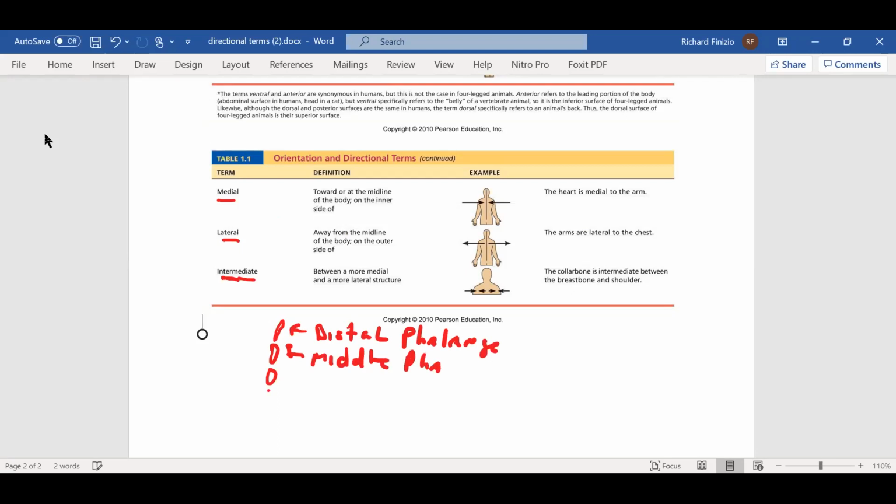phalange. And then you'd have the proximal phalange. And proximal will be towards your metacarpals, which is your hand. And then you'd have carpals, which would be your wrist bones. And then you have your ulna, because the ulna is medial on the pinky side. So you have different flow.